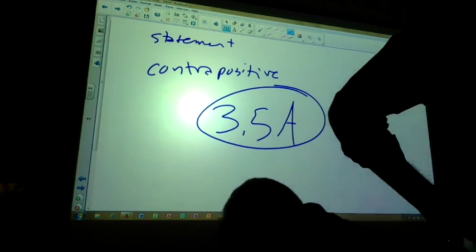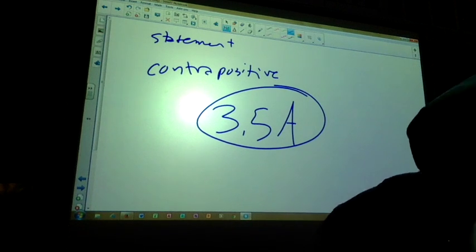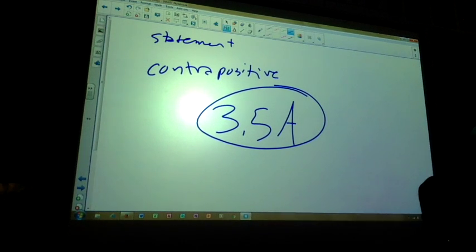All right, homework was 3.5a. It says write equations in slope-intercept form. So that's y equals mx plus b. Are there any questions on 3.5a? Yeah, Lucas. Number 14.